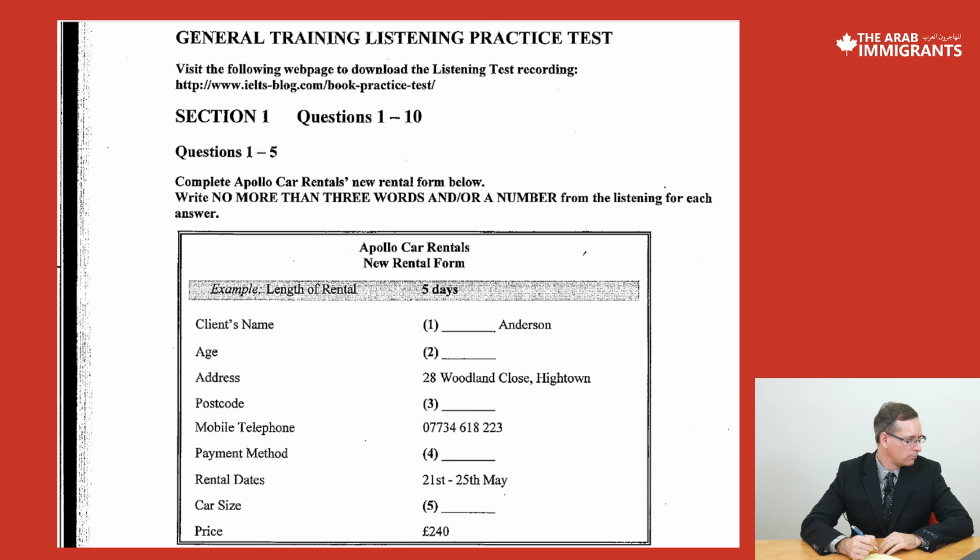So as I was listening through this recording, I had a few seconds at the start where they said this is a conversation between a man and a woman at a car rental place. And so as I'm listening, I look through the questions. Number 1, it has client's name. Number 2, I'm looking for a number because of someone's age. Number 3, the postcode. Number 4 is how are they paying, and number 5 was the size of vehicle.